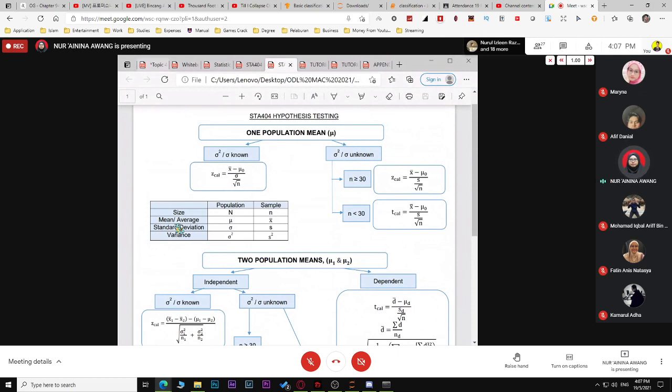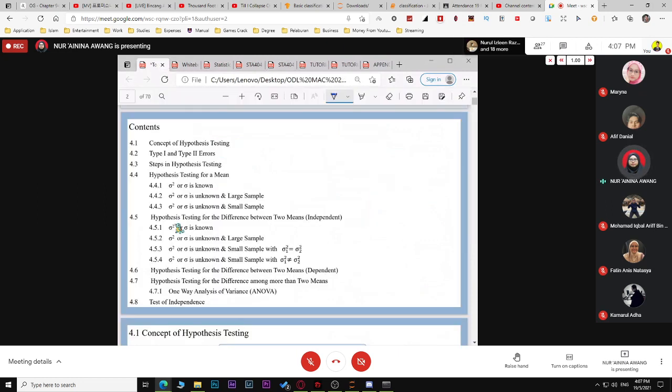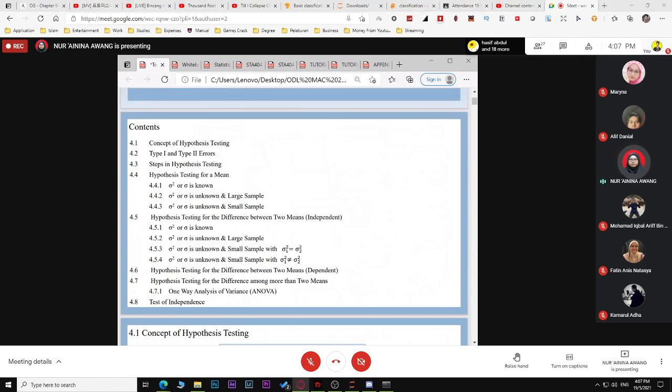And then we have a new one in hypothesis testing. If you have more than 2 population means, meaning you have 3 or 4 groups, more than 2, we will use ANOVA, one-way analysis of variance, and the last one is test of independence. So all these contents, you will answer the questions in hypothesis testing.